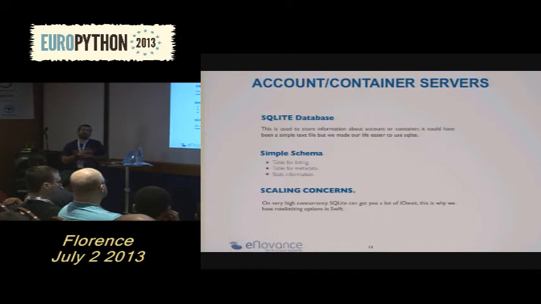There is one scaling concern: SQLite, or a text file for that matter, can get you a lot of IO wait. When there are a lot of concurrent operations, at very large scales, you can have a lot of IO wait going on. The way to solve that is rate limiting, which is an option in Swift, so clients cannot just hammer the same thing with metadata updates and hammer the SQLite. Or you can just put more money at the problem and use SSDs. SSDs will be very efficient for the container server and the account server.